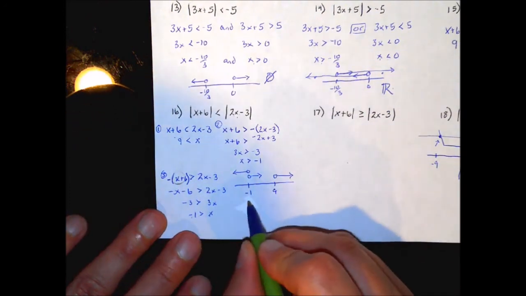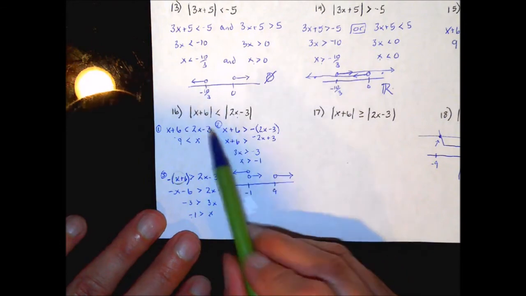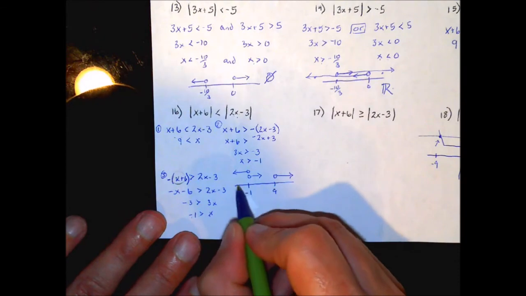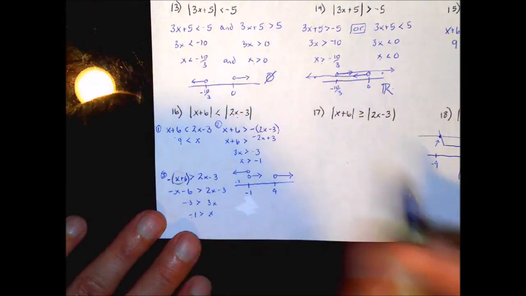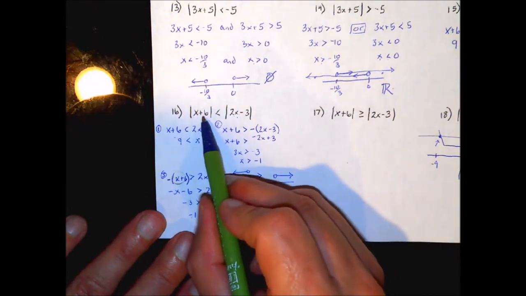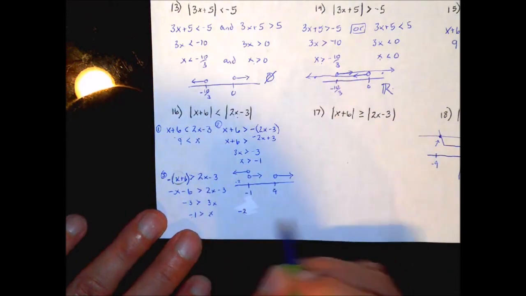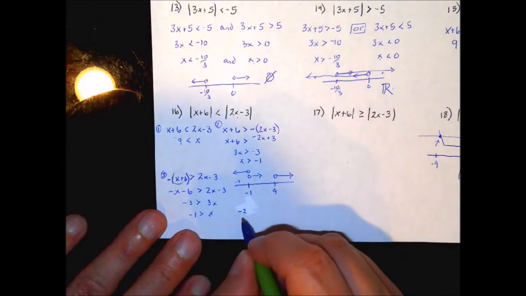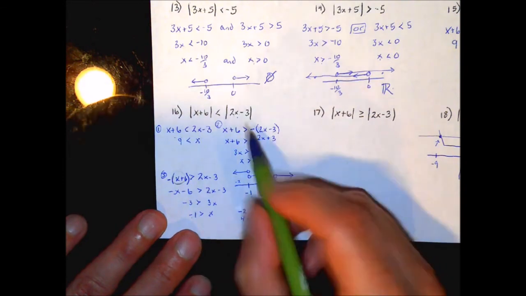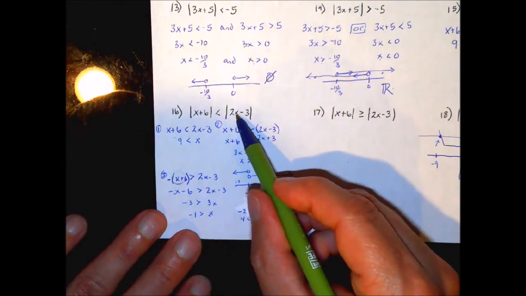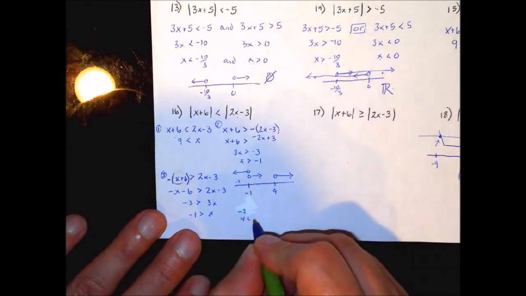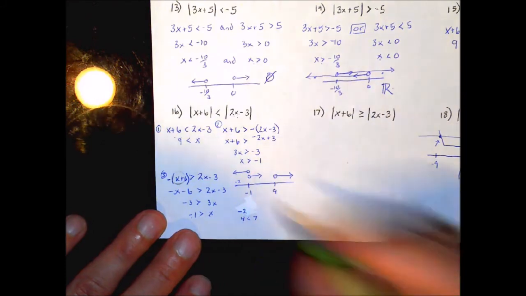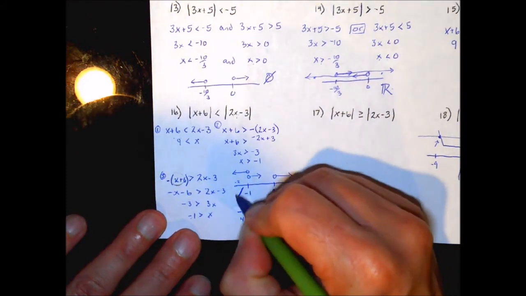Okay, so to decide where our answer is, we have to plug these in and see if the numbers work. So let's take a number down here. Let's take like negative 2. Take negative 2 and plug it in. Negative 2 plus 6 gives me 4. And negative 2 times 2 is negative 4, minus 3 is negative 7. Absolute value of negative 7 is 7. So is 4 less than 7? Yep. So these numbers will work down here.